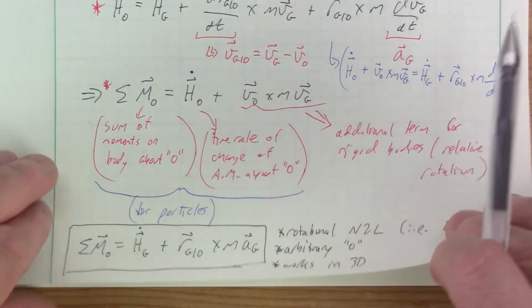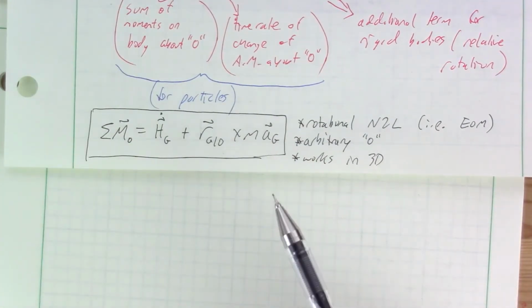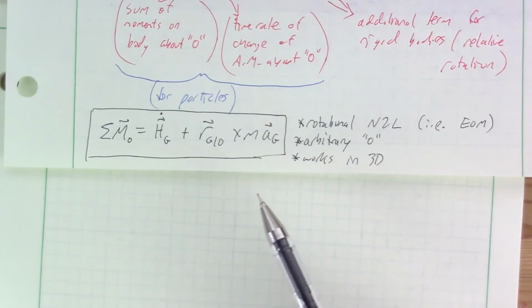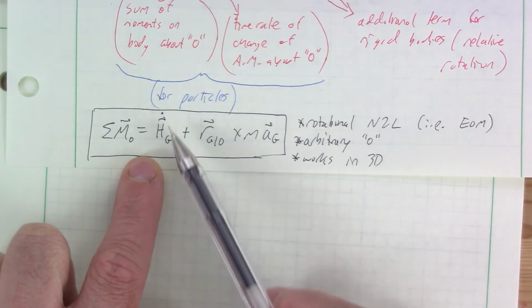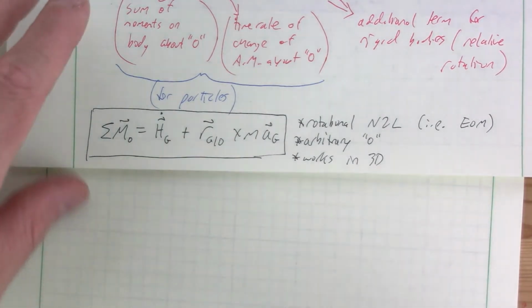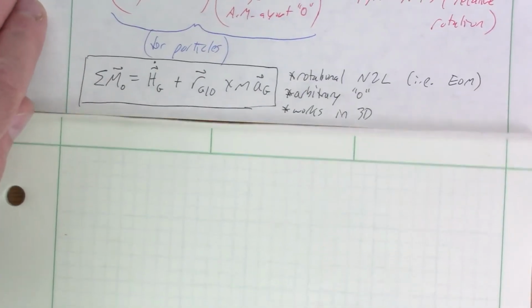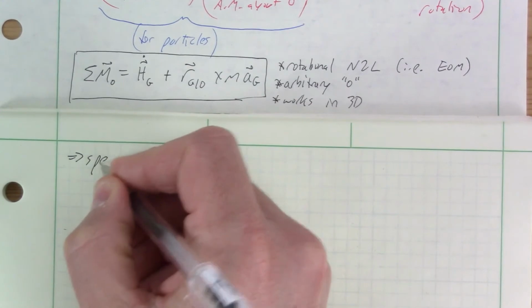But let's wrap this up by saying what's a simpler version. It might look a little bit more complicated, but we have a time derivative of angular momentum about the center of mass here. That's actually maybe not in the most usable form. So let's just give the form here for a couple special cases.